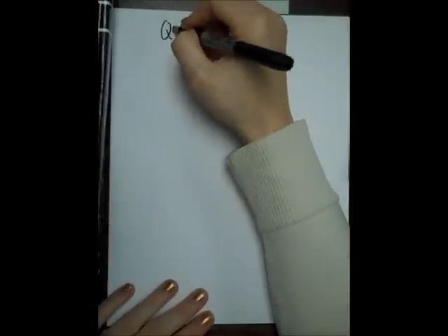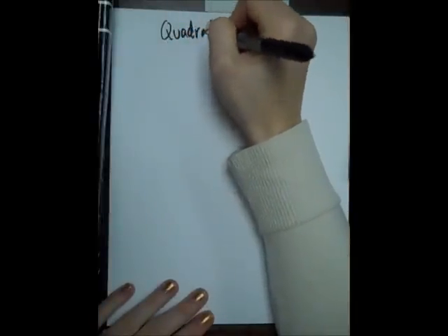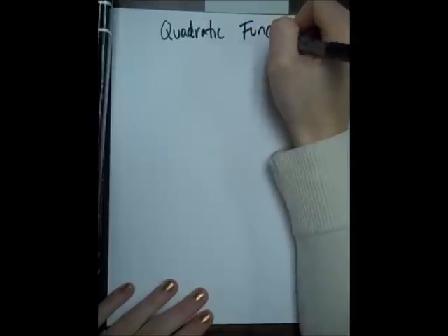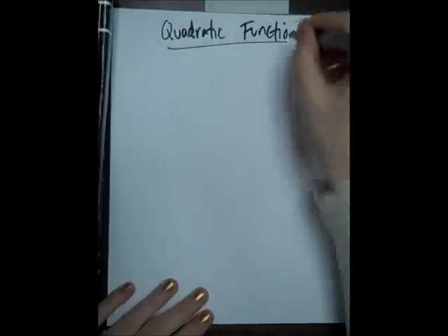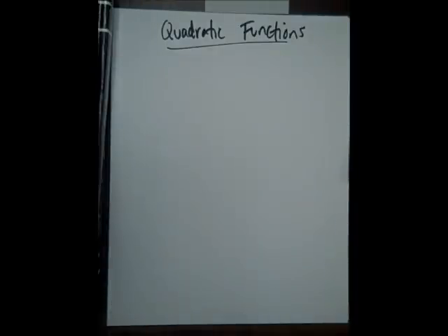So the next topic of discussion are quadratic functions. Quadratic functions. So we've already seen linear functions, so those are all the form mx plus b, so we had f of x equals mx plus b. Now we're going to talk about quadratic functions.